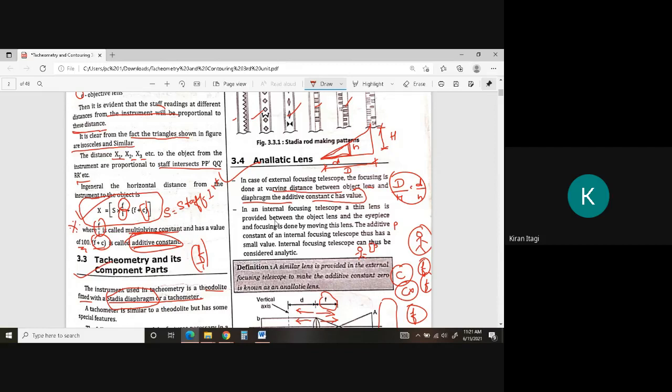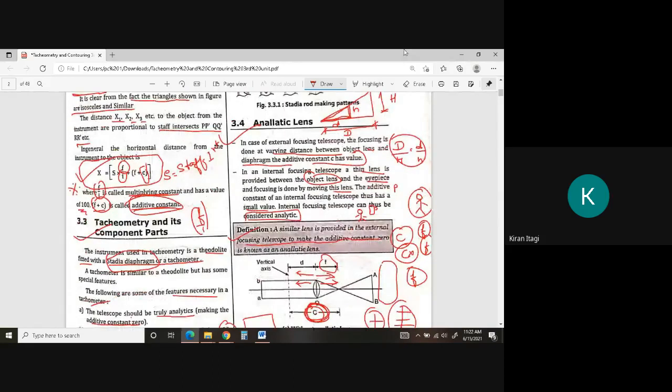In an internal focusing telescope, a thin lens is provided between the object lens and the eyepiece, and the focusing is done by moving this lens. The additive constant of an internal focusing telescope thus has a small value. The internal focusing telescope thus can be considered as analytic. Definition: a similar lens is provided in an external focusing telescope to make the additive constant 0. Means, see here, we have a formula. Here you can see we have a formula.